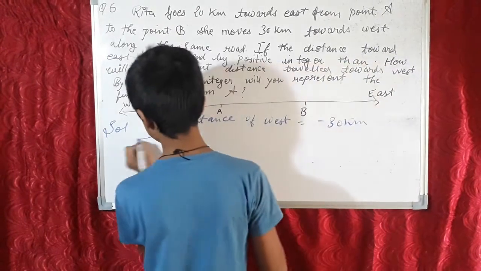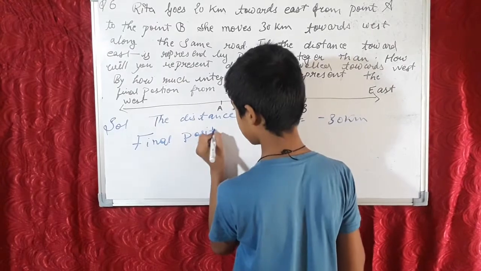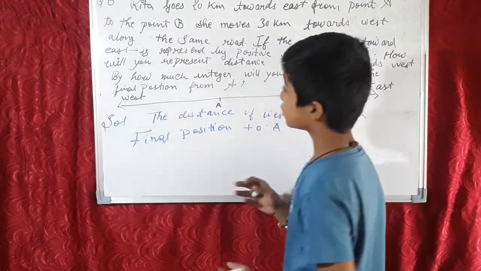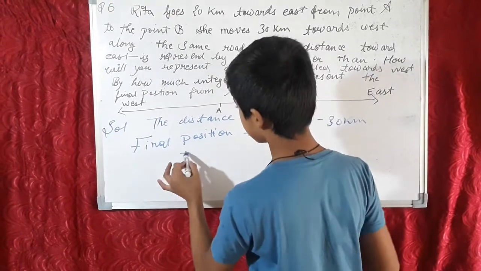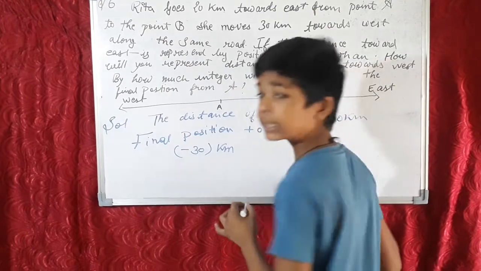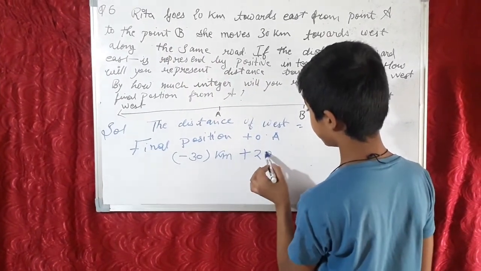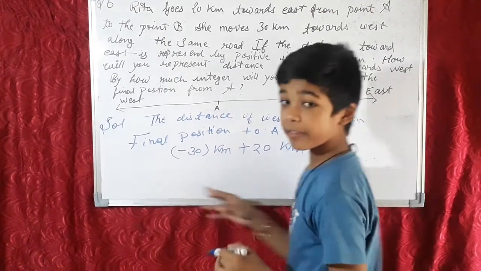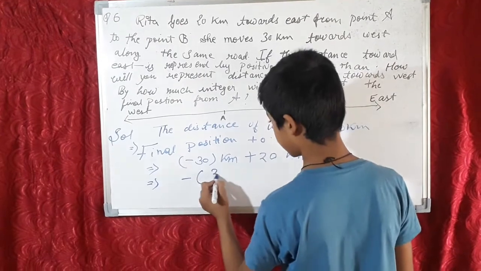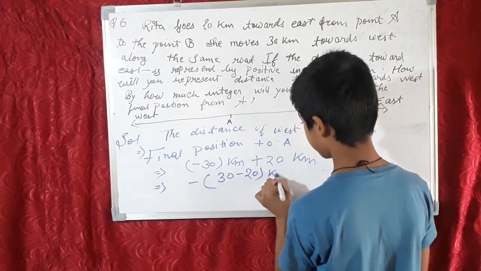So for the final position to A, we will write minus 30 kilometer. Then the east is at plus 20 kilometer, so we will write 20 kilometer. Then if we write it here, we will take minus common. Then we will do 30 minus 20 kilometer.